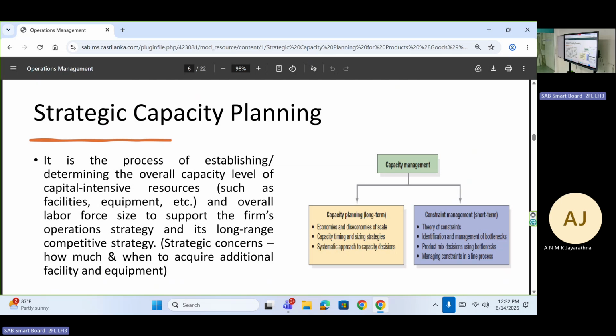Managing factors, like if you consider bottlenecks, so handling or managing bottlenecks, handling or managing limiting factors, those things are coming under short-term capacity management. As well as if we consider going with strategic alliances, acquiring new facilities, those are long-term focused strategic capacity planning, right? So on these two also, we will have some examples.